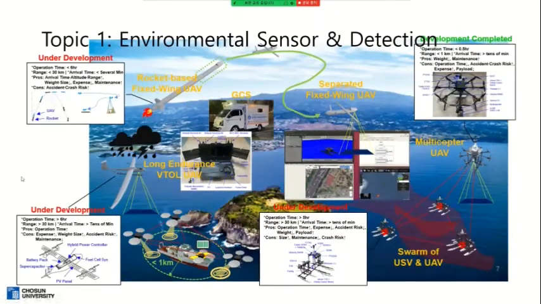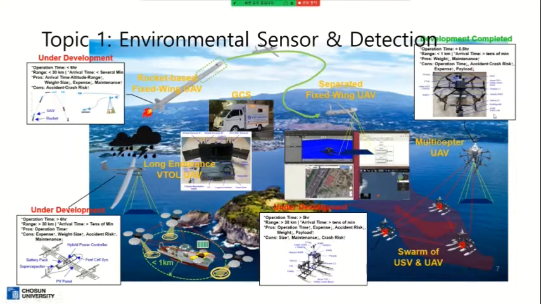So these are the systems we are currently working on. There are mainly four UAV unmanned systems. The first one is the multi-copter type UAV. The second one is the USV, unmanned surface vehicle. Third one is the VTOL UAV, vertical takeoff and landing UAV. And the last one is the rocket-based fixed-wing UAV, which can be folded when it is connected to the rocket side.